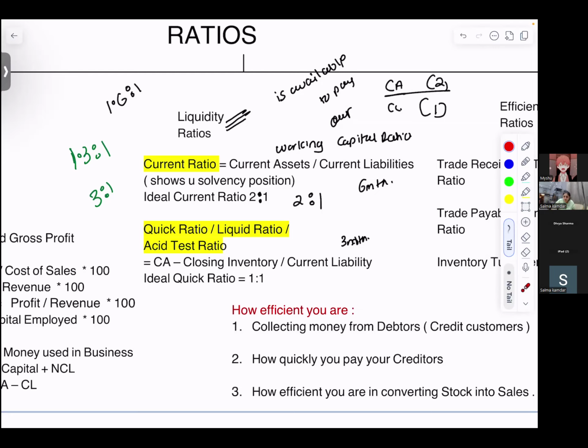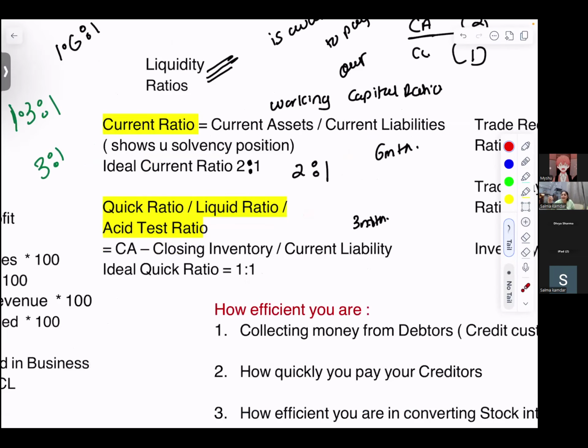Lovely. So you can identify your current assets, you can identify your current liabilities, divide it. Do not forget to write is to 1, that is the best method. Too less is not good, too much, that means too much cash is tied up in the current assets. What words you will use? Too much cash is tied up in the current assets. Another liquidity ratio is the liquid ratio.